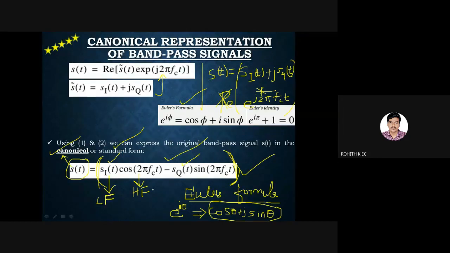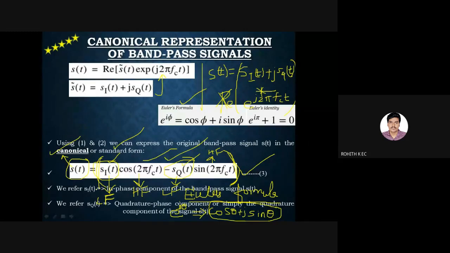Similarly, sq of t is a low frequency signal, whereas sine 2 pi fct is a high frequency signal, right? So si of t and sq of t are your low frequency components multiplied by high frequency components, right? So this also indirectly conveys the process of modulation. Call it equation 3, right? So here there's the in-phase component, there's the quadrature component.